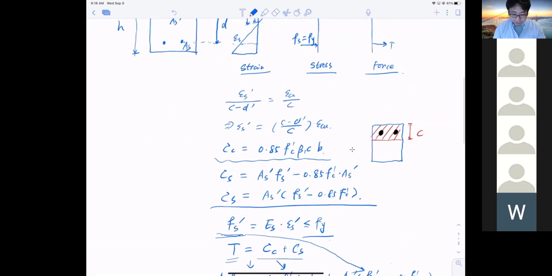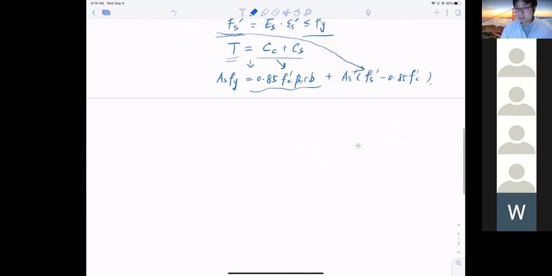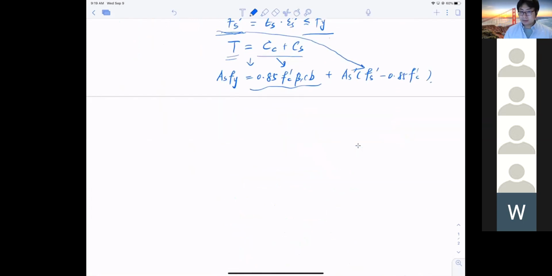But this whole thing starts with what? It starts with an assumed compressive zone c. That means I will assume a compressive zone c to start with, and then go through the whole procedure to make sure the tension equals the compression. If it doesn't, I have to go back to adjust my compressive zone c. So this is a little bit more complicated than singly reinforced.